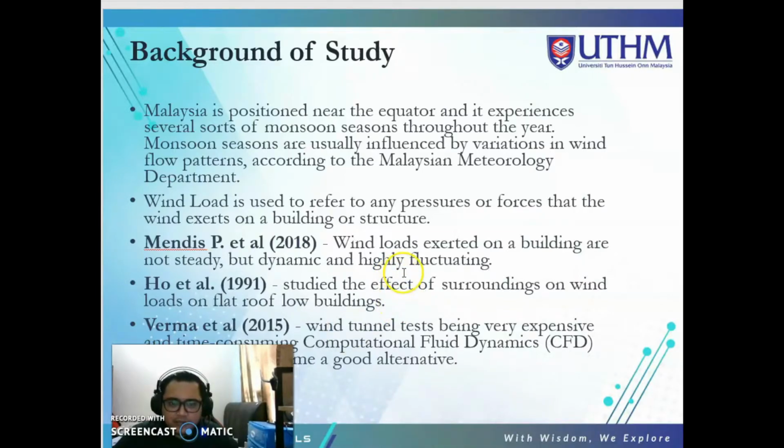2018, wind loads exerted on a building are not steady but dynamic and highly fluctuating. The fluctuating pressure could bring severe damage to a building other than the wind force itself. According to Ho, who studied the effect of surroundings on wind loads on a flat building, they considered several cases with different types of immediate surroundings and concluded that with increases in the surrounding, the wind pressure acting on the building decreased, while unsteady pressure increased.